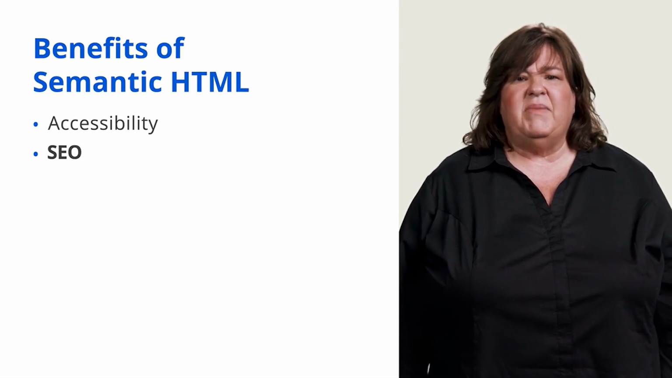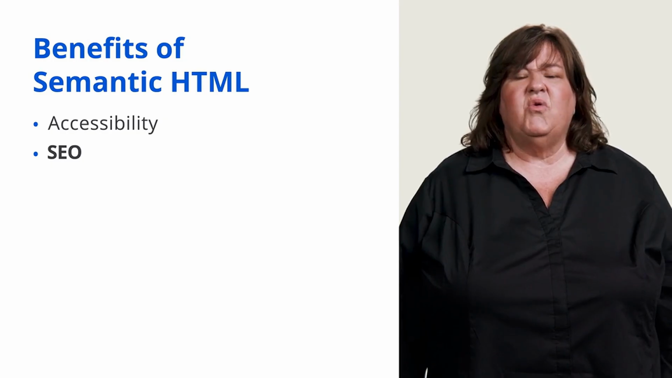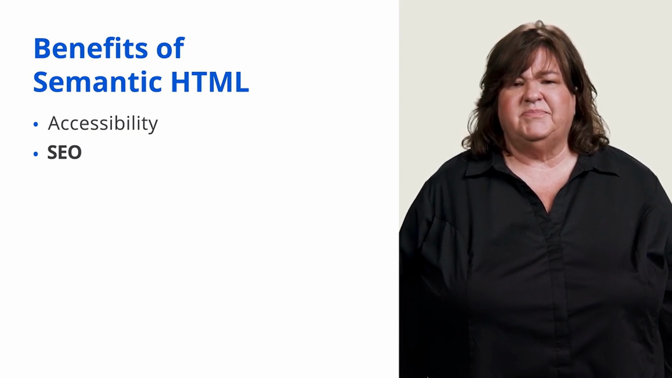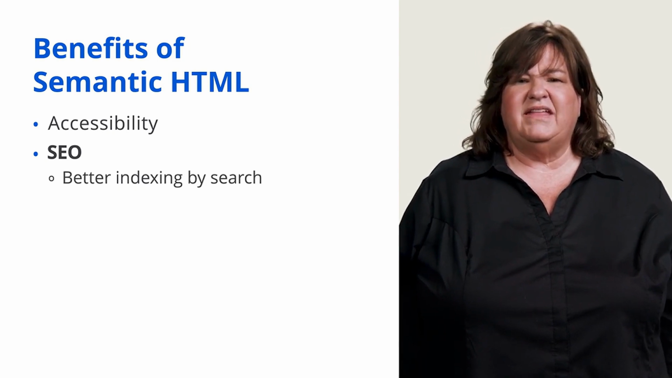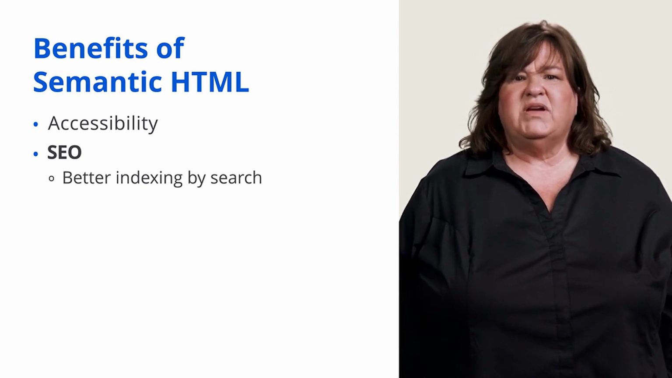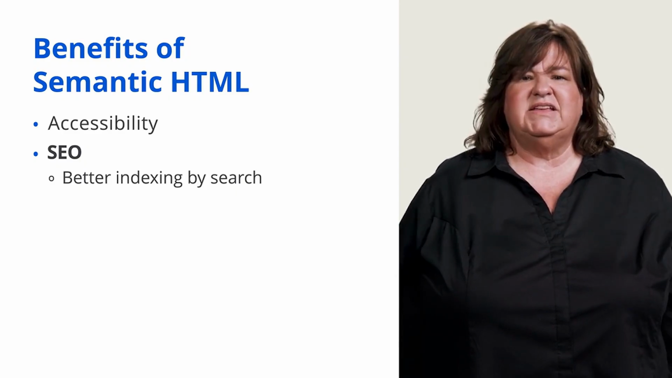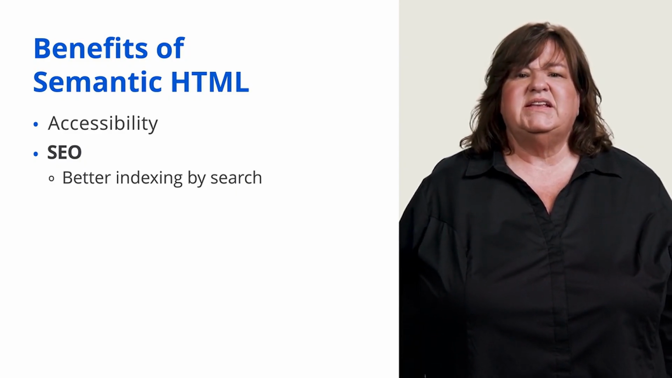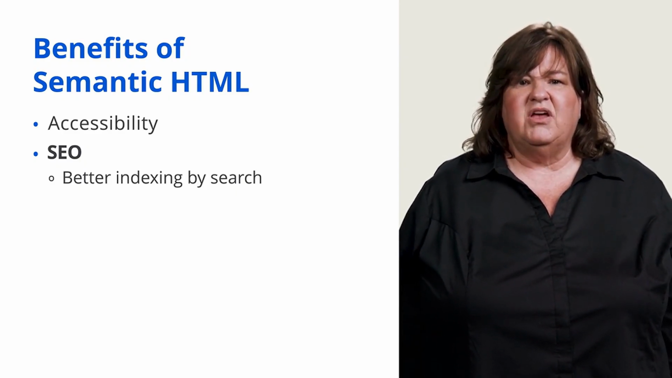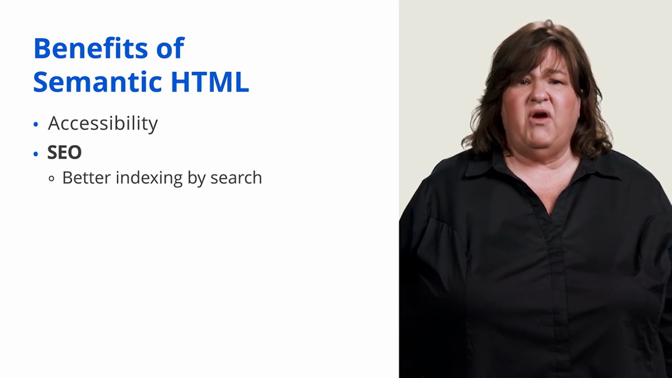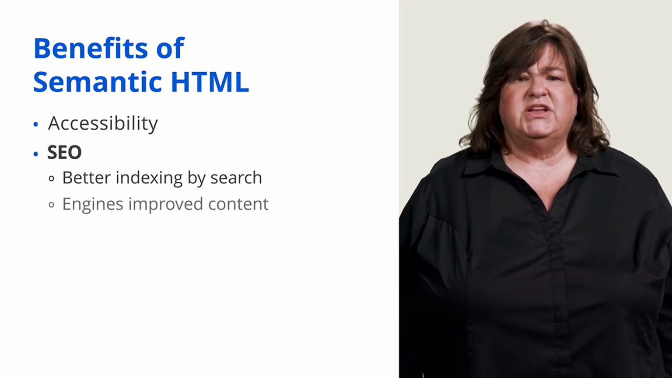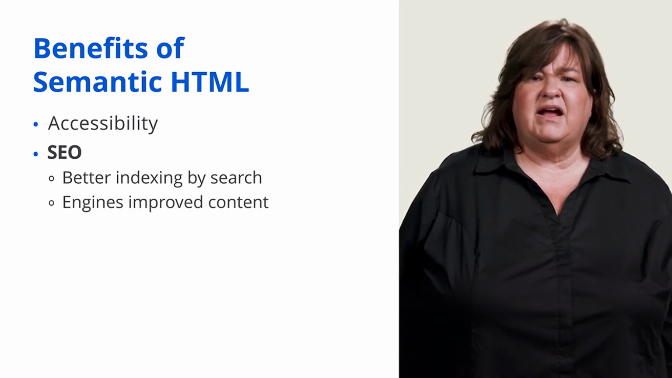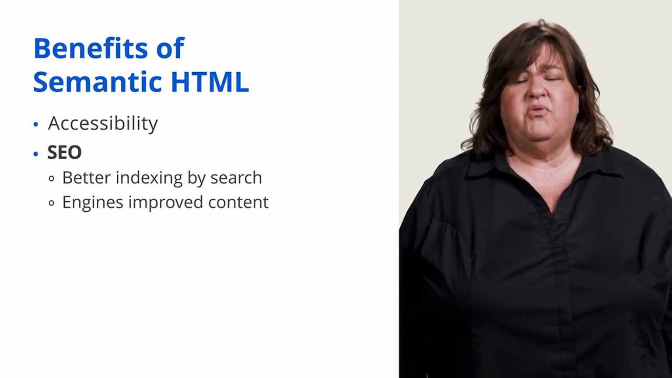Now, let's talk about some of the advantages to SEO when semantic HTML is used. Search engines use semantic tags to better understand and index web content. For example, the article tag signals that the enclosed content is a self-contained piece of information which search engines can index more accurately. Semantic HTML helps search engines determine the importance and context of content, which can improve ranking.